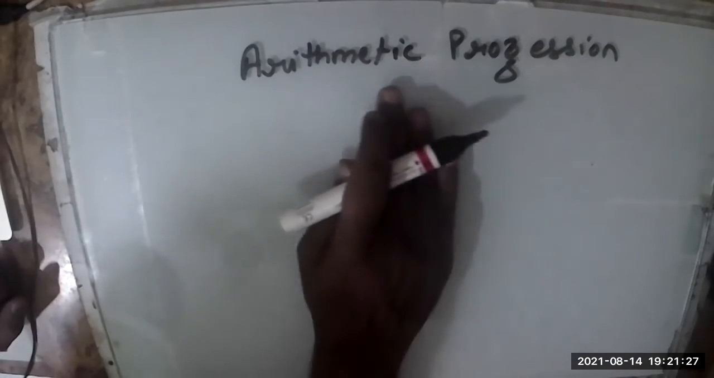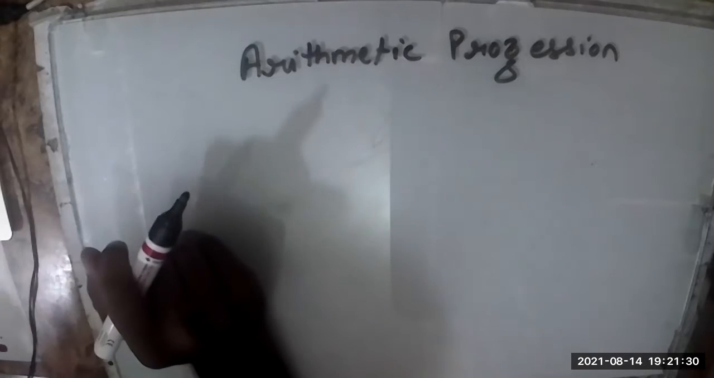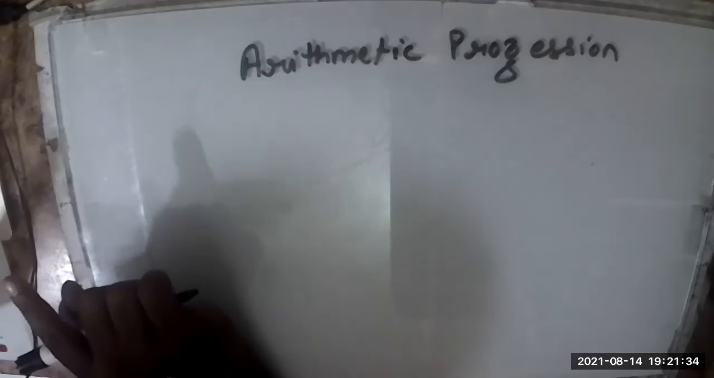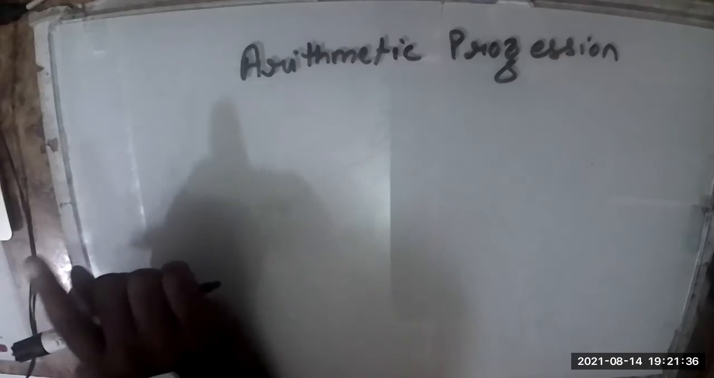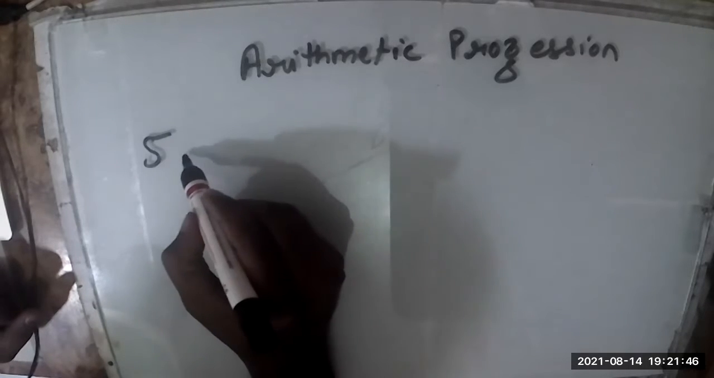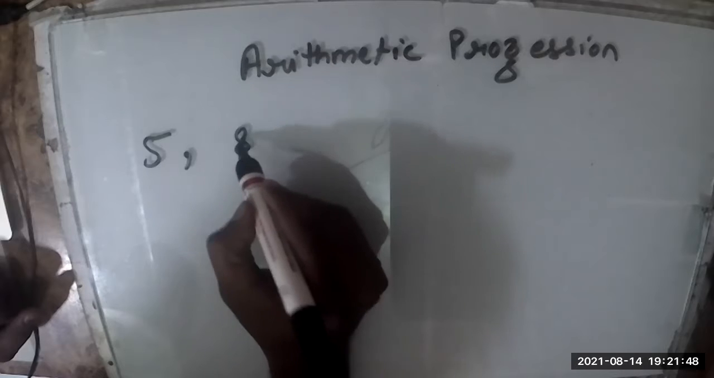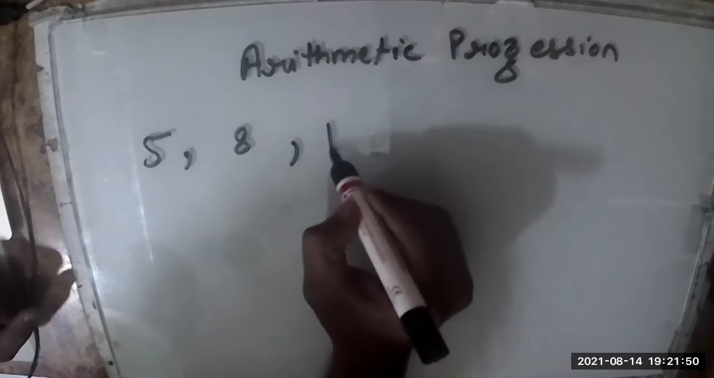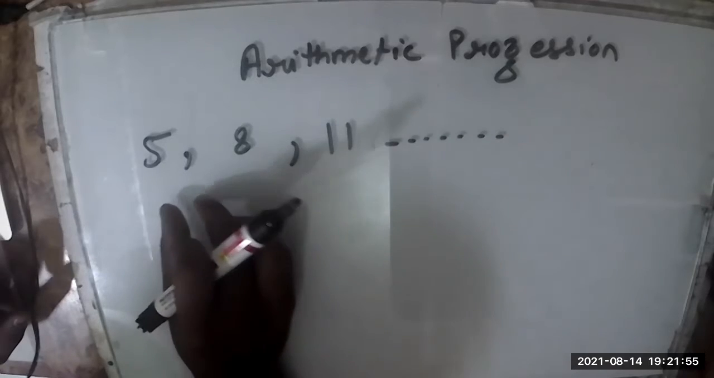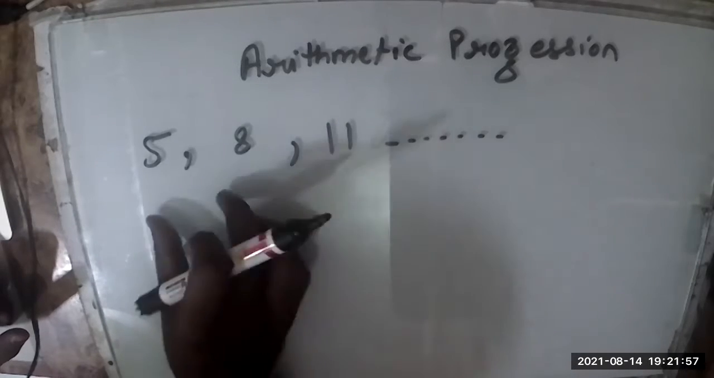If you see a series of numbers which have a common pattern in their sum or in their difference. For example, I'll explain to you. There is a series. For example, the first term is 5. After that, the next term is 8. After that, the next term is 11, and so on. I believe you can observe a pattern in this series. What is the pattern in this series?